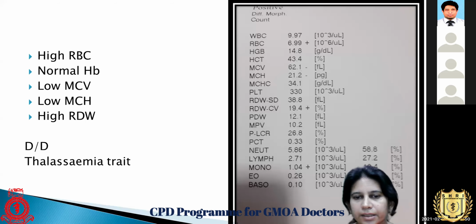But because of this high RDW, I will investigate on the iron deficiency pathway. But when you see normal hemoglobin with these indices, you are confirmed that you are dealing with a thalassemia trait patient. But if you just see the hemoglobin and you ignore these two things, you are missing a great diagnosis of the patient.